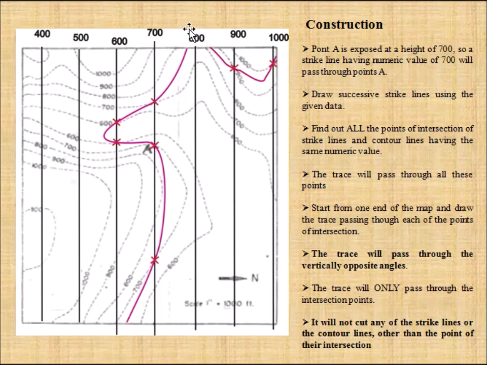So now the procedure is that we start from one end and keep on moving, passing through different traces, moving in this direction. The thing which we have to remember is that the trace of the outcrop will pass through the vertically opposite angle formed by the intersection of the contour line and the strike line. Like we are entering from this place, we will come out here.